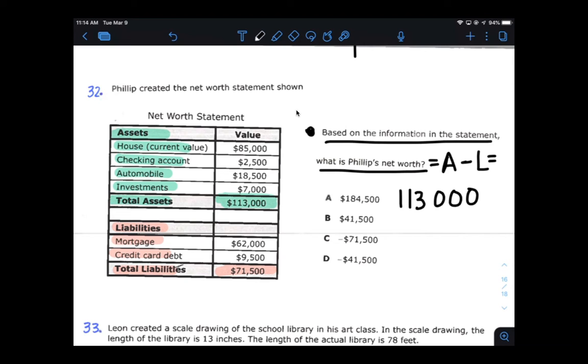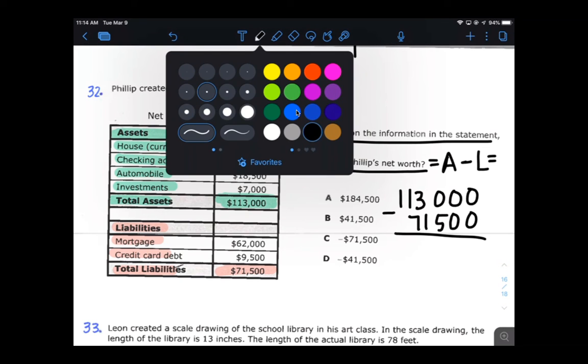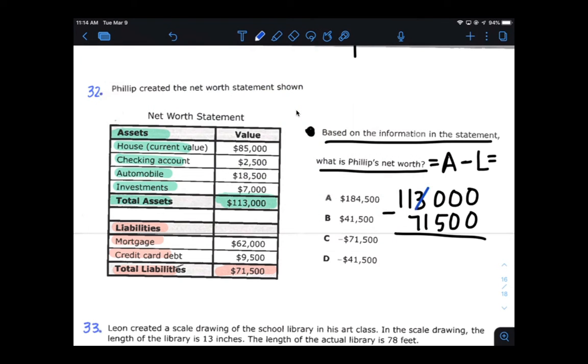113,000 minus $71,500. So here I'm going to need to regroup. So I go, okay, this is a 2, this is a 10. So I go 0, 0, 5. 2 minus 1 is 1. 11 minus 7 is 4. And it's a positive net worth because, you see here, we have a greater amount of assets than liabilities. So I'm correct on the positive. Our correct answer is letter B. There you go.